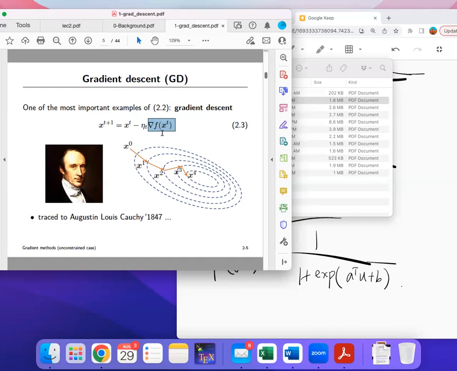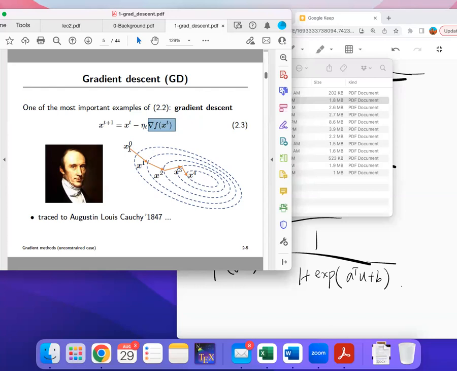And this is an illustrative example where you start from x0. This is the contours of a loss function, right? Once we go to the inner side, the loss function will be decreasing. You can imagine that this is a 3D function. And we start from here.